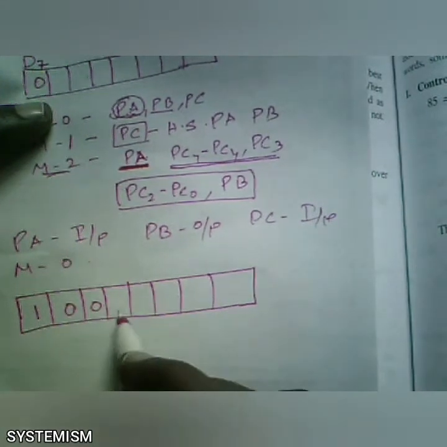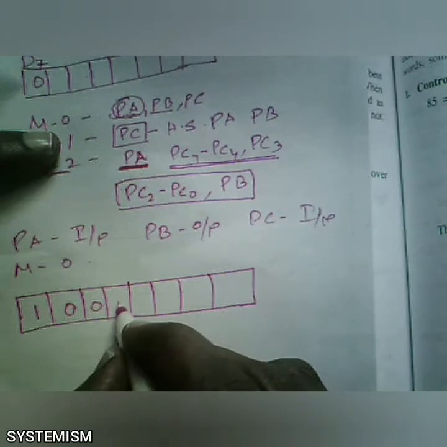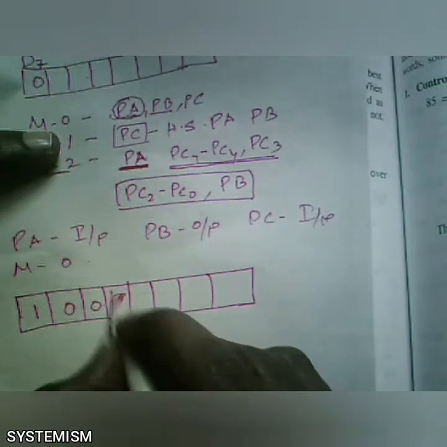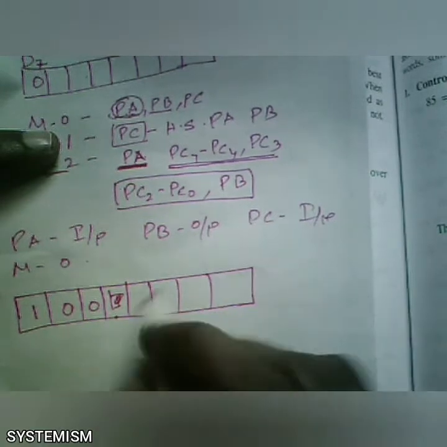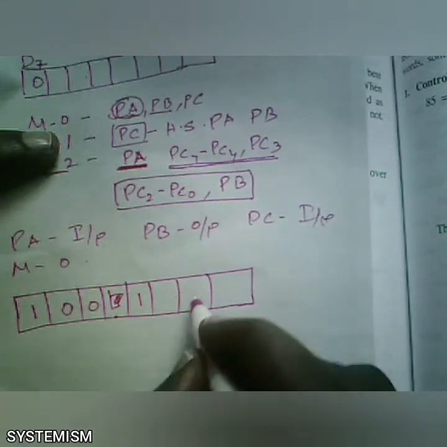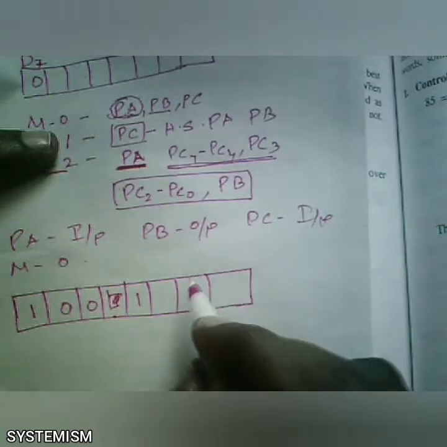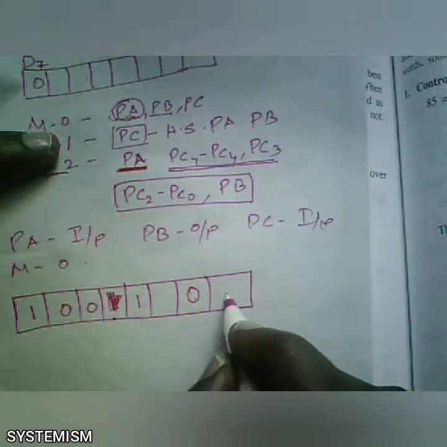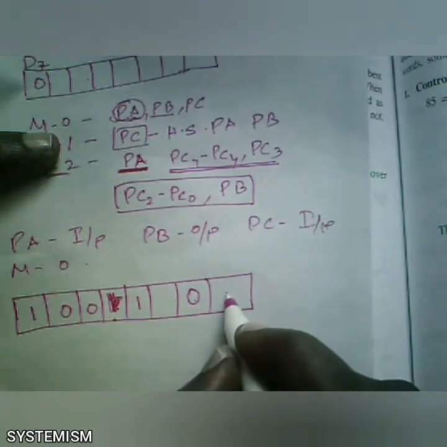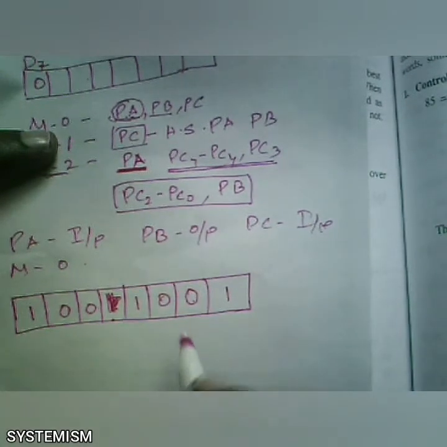Then what is this bit? This bit is meant for port A. Port A must be input, and input means we have to put 1 here. This is port C upper. Port C must be an input port, so again we put a 1 here. This is the bit for port B. Port B must be an output port, so you have to put 0 here. Here is port C lower. Port C must be an input port, so you have to put 1 here. You want mode 0, so you are specifying mode 0 here.